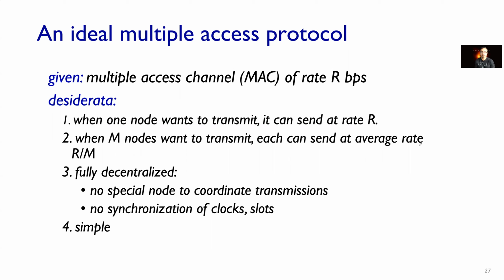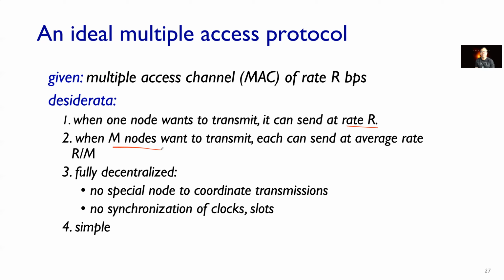The first one being that if there's only one node wanting to send, so you might have a number of nodes on the network, but at any time, let's say only one wants to transmit, then that node should be able to send at the full transmission rate, right? We should not waste any bandwidth effectively when there's just one node transmitting.